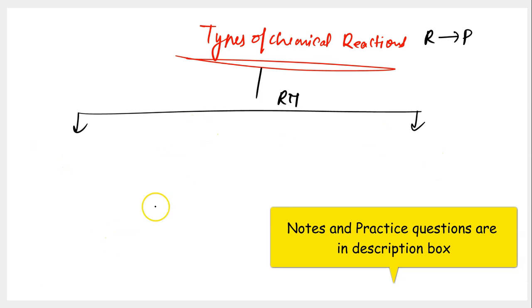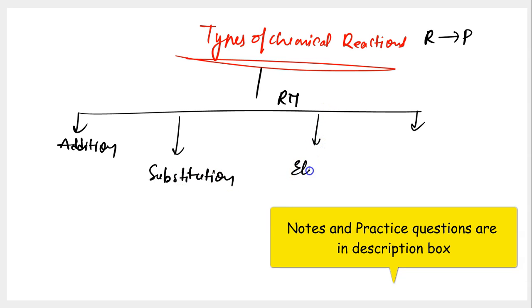The first one is addition reaction. The second one is substitution reactions. The third type is elimination reactions, and the fourth type is rearrangement reactions. So basically we are talking about the types of chemical reactions based on organic reaction mechanism. Based on organic reaction mechanism, organic reactions can be of 4 types: additions, substitutions, eliminations and rearrangements.